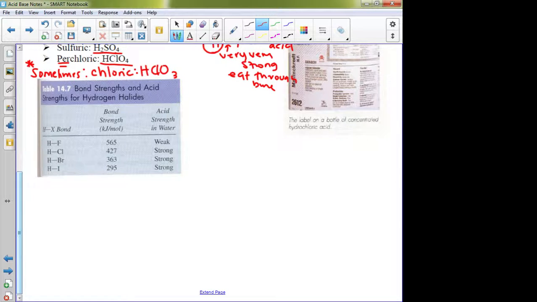So if you look here again, here's my HF, my HCl, my HBr, and my HI. This right here is what we call bond strength. It determines the strength of the bond. We see my HI, my HBr, my HCl, my HF. Which one of these has the strongest bond? The HF, right? It's a 565. So this is why HF is considered to be a weak acid, but my HCl, my HBr, and my HI are strong because they have weaker bonds. So if we have a strong acid, that means we have weak bonds.